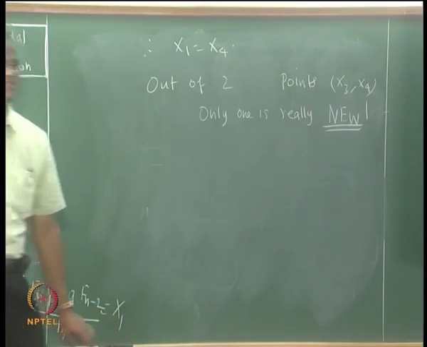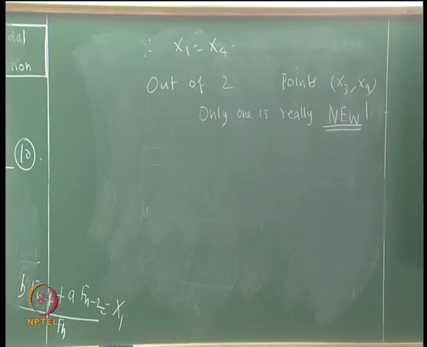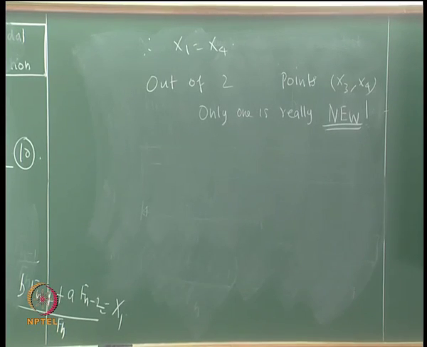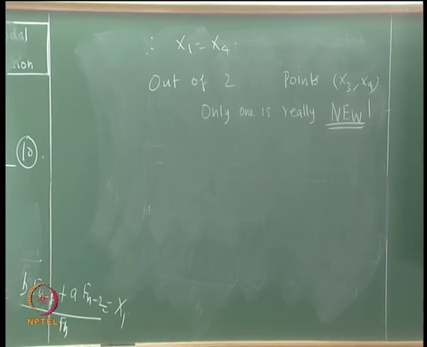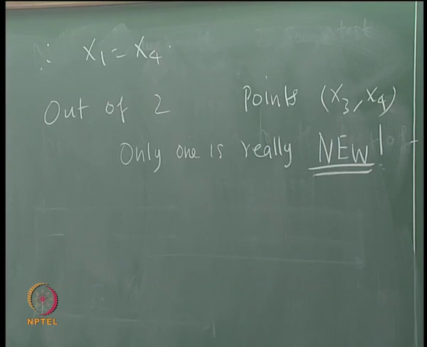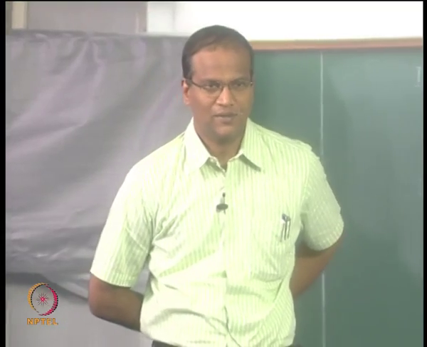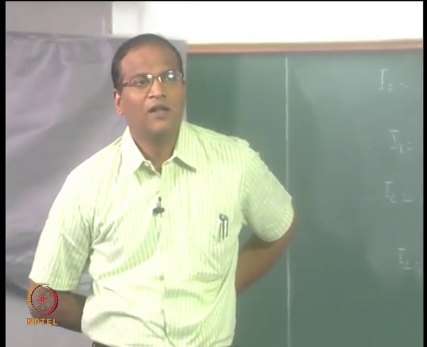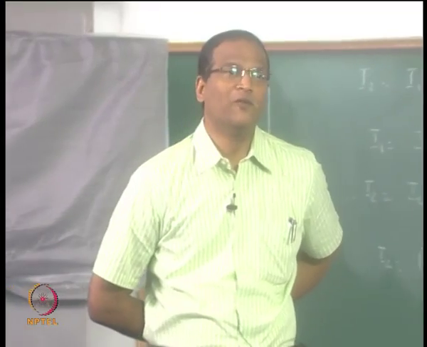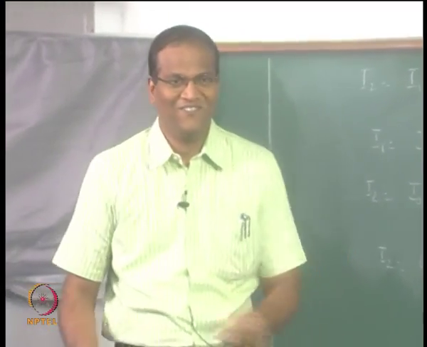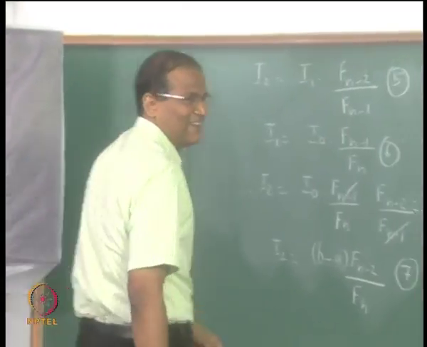Of the 2 points x3 and x4, only one is really new. This happens iteration after iteration, and that contributes to the power of the method. In 1953 it was figured out; it must have been a big rage at that time. Now it is so obvious to us. What is obvious to us now may not have been obvious in the past, and what is obvious at 8 am may not be obvious at 1 pm after lunch when you attend the same lecture.